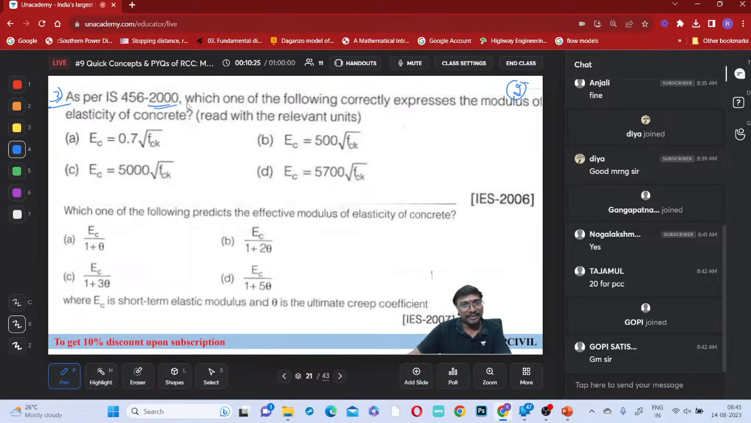As per IS 456, which of the following correctly expresses the modulus of elasticity? The modulus of elasticity of concrete is 5000 root fck as per the new code. As per the old code, the 1970s code, it was 5700 root fck.